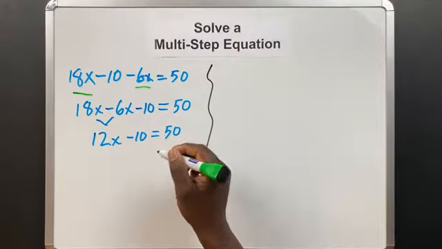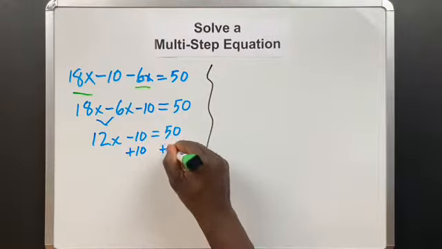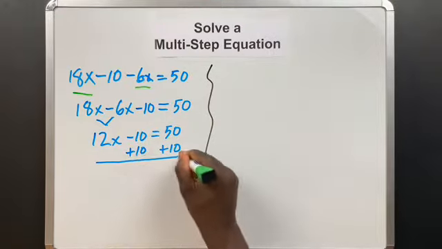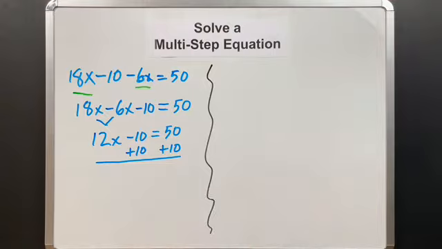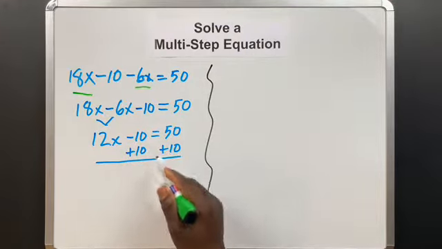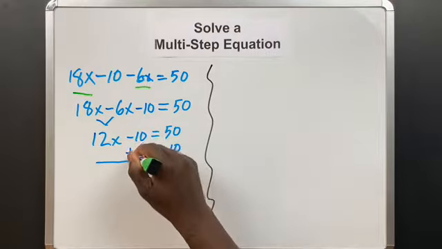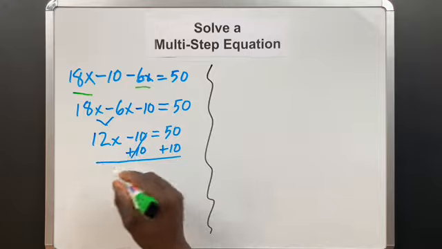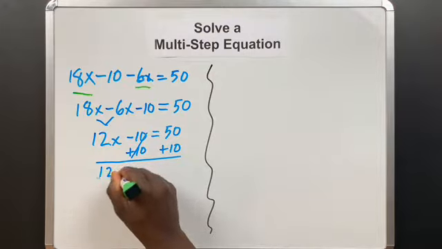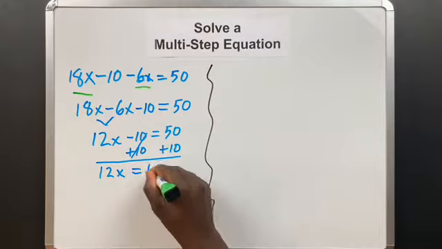So let's go ahead and write a plus 10 here and a plus 10 here. Now this is the addition property of equality or inverse operation. The opposite of subtracting 10 is to add 10. And whatever you do to one side of the equation, you do to the other side. So that crosses out. We go back to the left, bring down 12 times x, bring down equals, and 60.